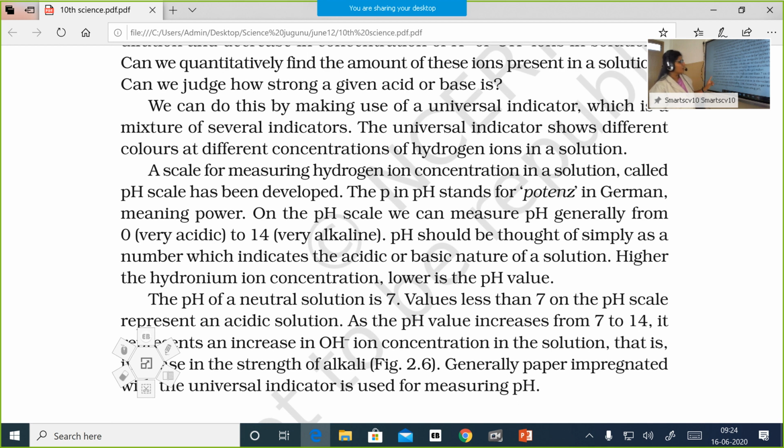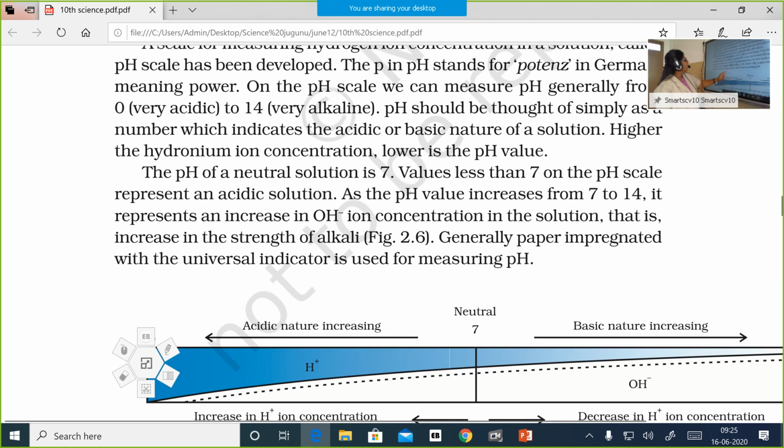Higher the hydronium ion concentration, higher hydronium ion means what? H plus ion concentration. So from the equation that you have written, higher the hydronium ion concentration means what? Because there is a negative sign, lower is the pH value. pH of a neutral solution is 7. Values less than 7 on the pH scale represent an acidic solution. I think it's all clear to you.